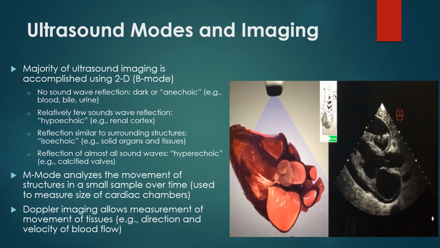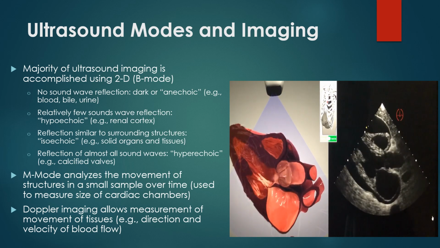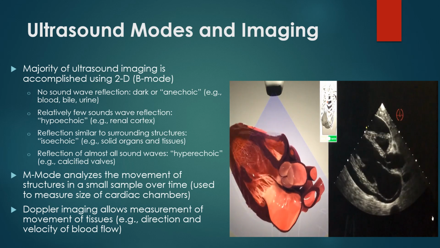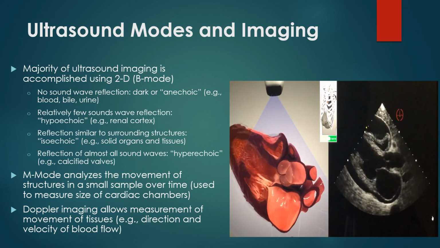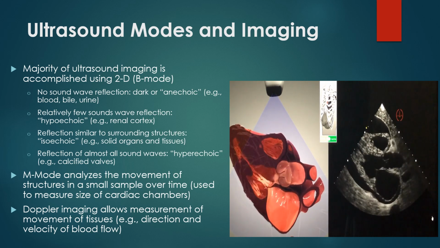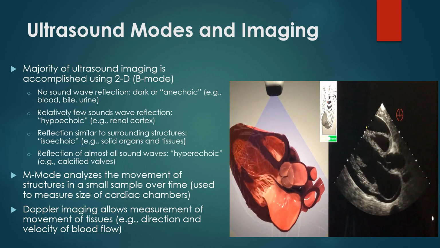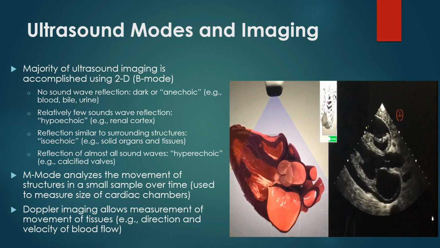However, instead of seeing a nice bright pericardium, which really is very hyperechoic, you have this anechoic area here, which in this particular case is cardiac tamponade. Relatively few sound wave reflections are hypoechoic, such as the renal cortex. If you've done the FAST exam or a right upper quadrant exam, you may have seen this.